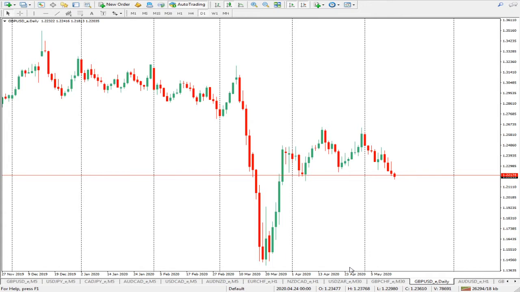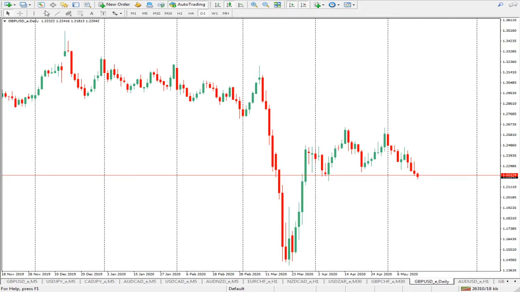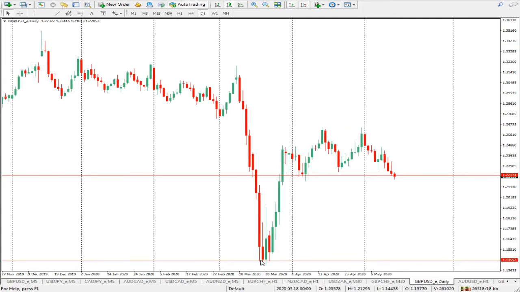So if the price goes below the red line, expect a continuation up to this point, around 1.14552.